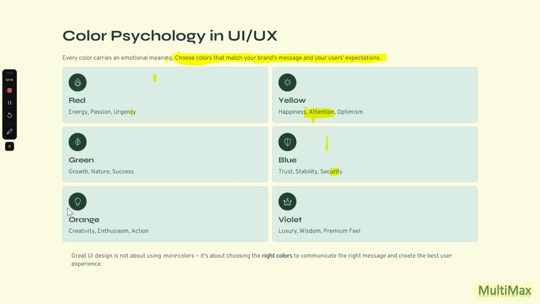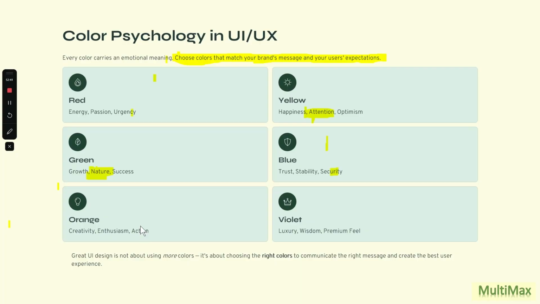Okay, next, green, right? Green means growth, natural. Everyone knows, right? Green means natural, nature. So plants, it denotes that kind of thing. And blue is depth, stability, trust. Orange is also an attention seeker.